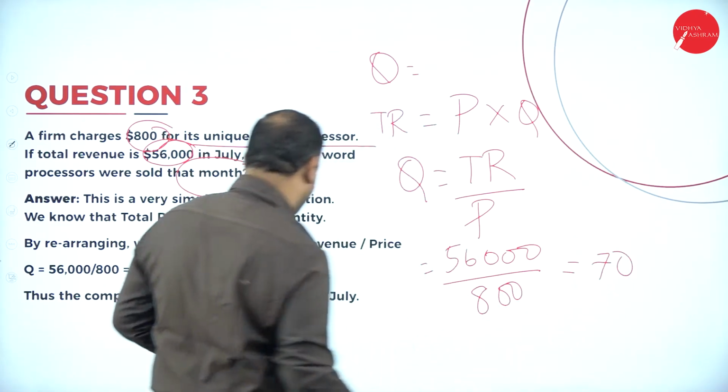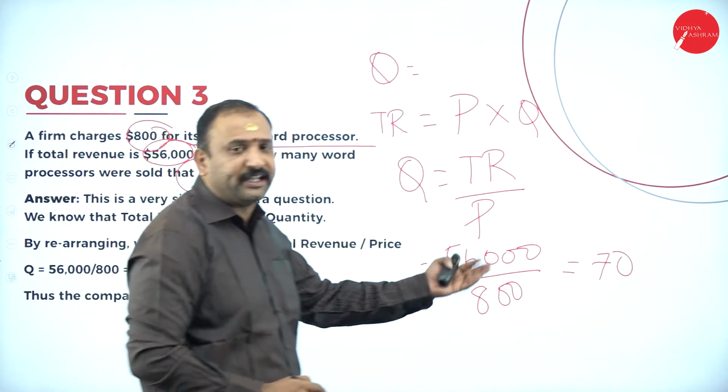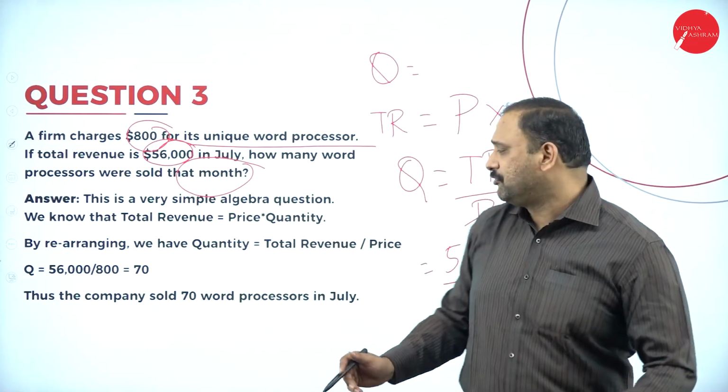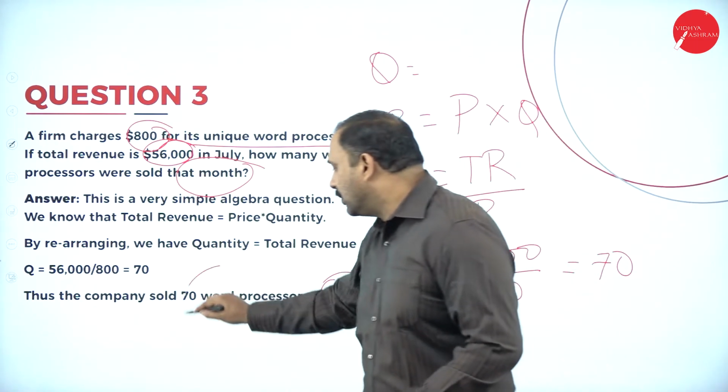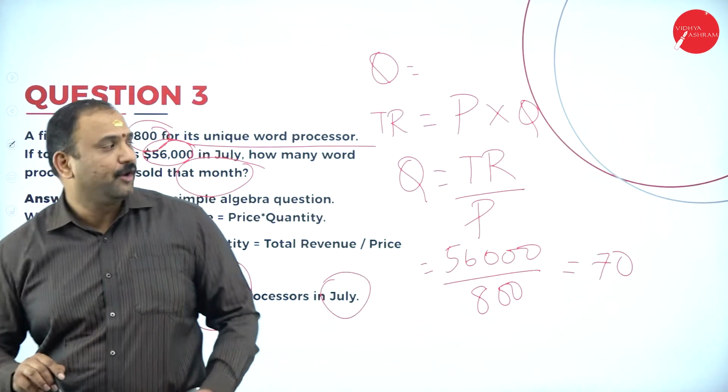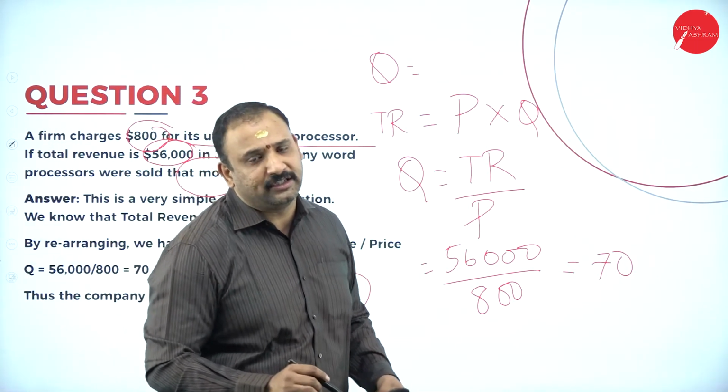So this is the amount that we have found out. This is the quantity. Quantity is equal to 70 for the month of July. So the company has sold 70 word processors for the month of July. That's how you have to solve this problem.